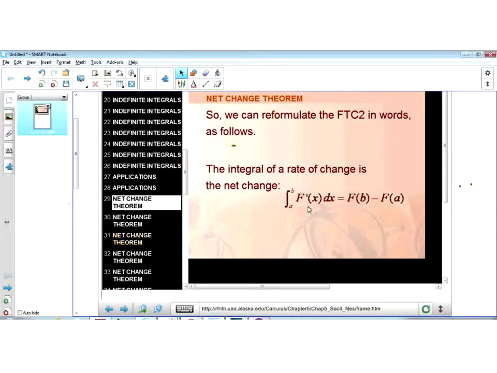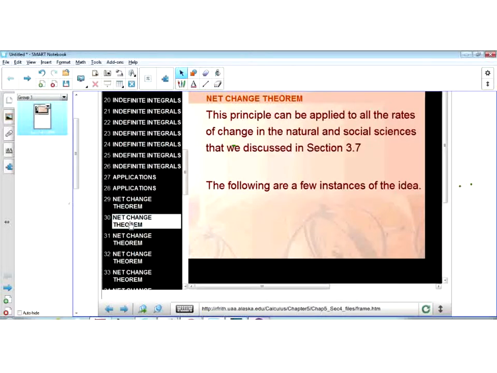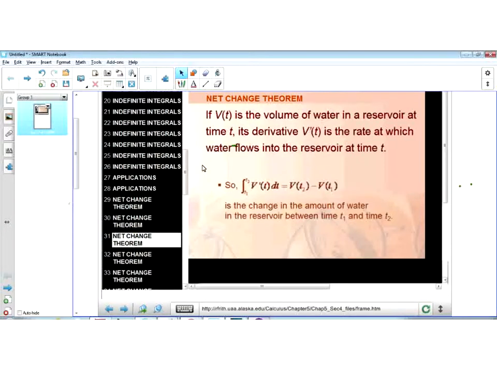Although f prime of x may take on different values between a and b, the net change will be the antiderivative of f prime at b minus the antiderivative of f prime at a. Okay, so some examples, I guess.